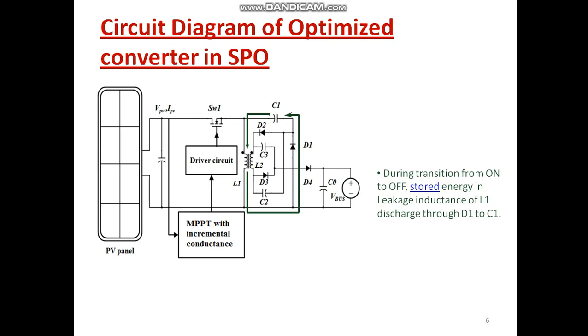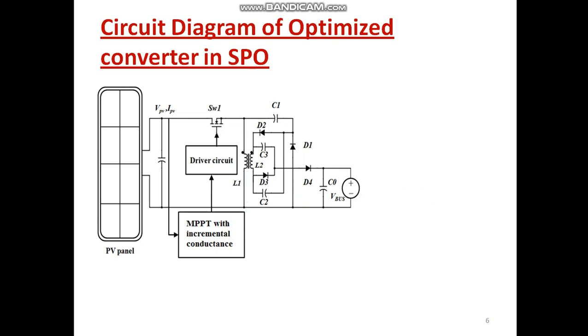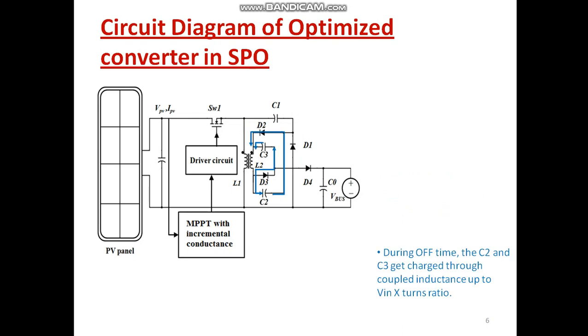And not only that, one more condition I wanted to explain. During the off condition itself, the capacitors C2 and C3 get charged through the coupled inductor up to the input voltage, whatever the input voltage. The input voltage is 35 point something, 35.1 volt I am remembering, into the turns ratio. Turns ratio I have chosen as 4. So that is what I am getting.